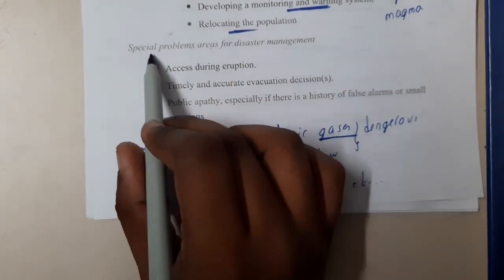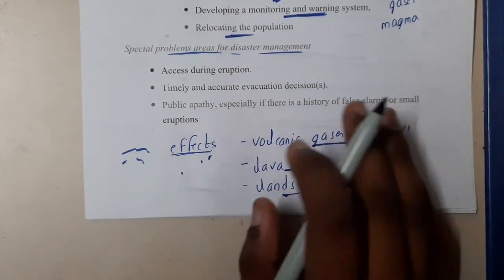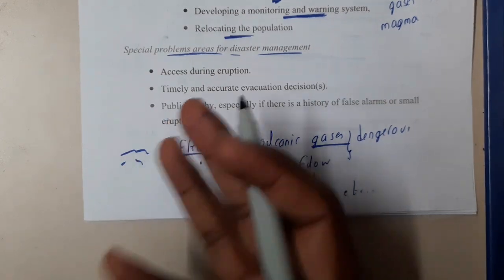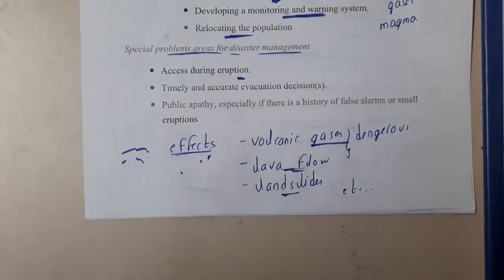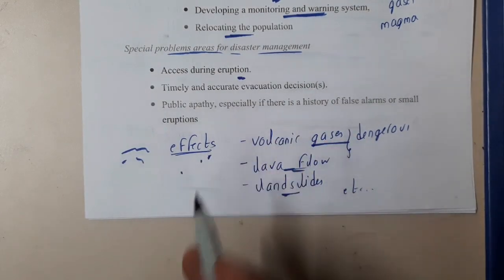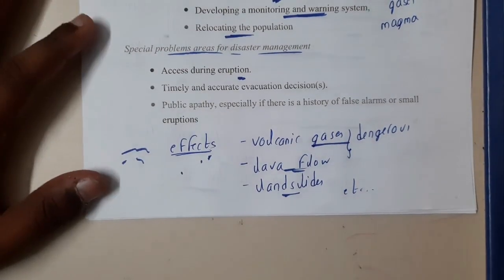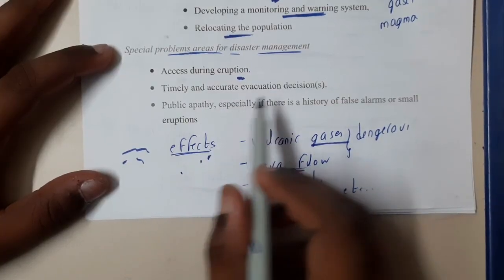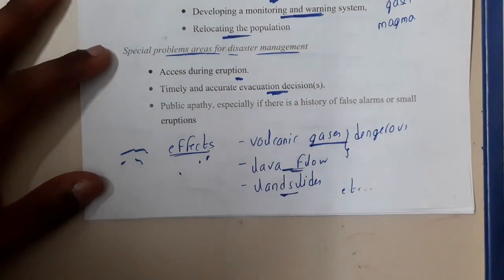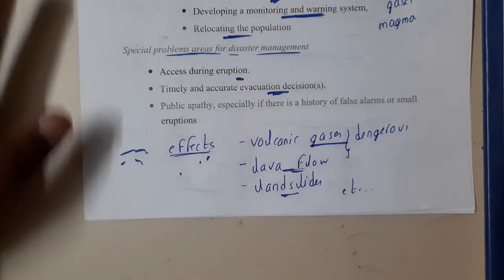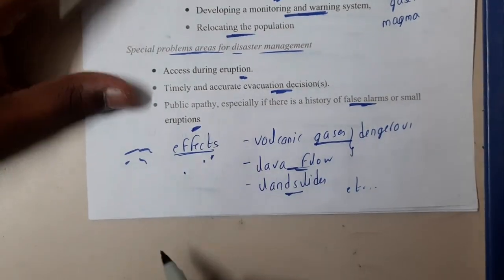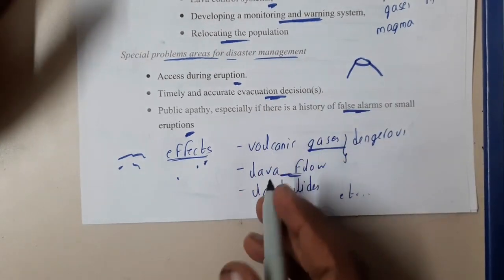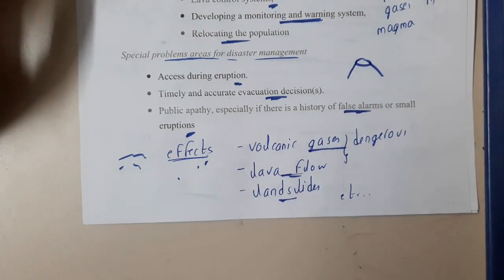Similarly, special problem areas for disaster management. Everything will not go according to plan, and there might be some issues. Access during eruption: if the eruption has started, even rescue teams cannot go there, because the temperature will be really high, so there is a rare chance that a rescue team can take on that task. Time and accuracy of decisions cannot be guaranteed, because anything might happen any second, so we cannot predict the time. Similarly, false alarms and small eruptions can happen. Even if you place sensors, you cannot say that an eruption is going on. You just assume that the sensor gave a value, and you think that there is a chance. That's it.